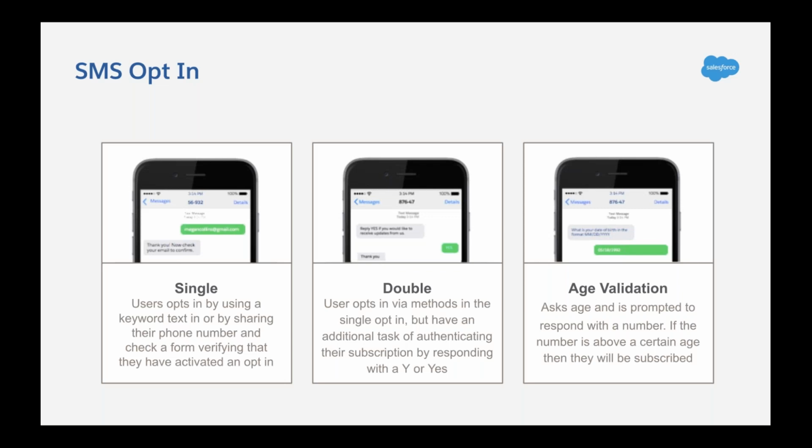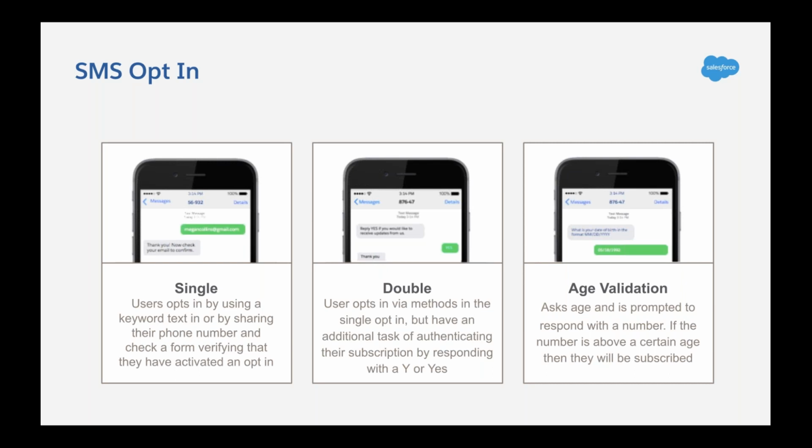Out of the box, we support 3 different types of opt-in, which would be single, double, and age verification. Single opt-in is just what it sounds like. An end user will send in an MO. They will immediately be subscribed, and a response message will be kicked back to that end user. Double opt-in is probably the most commonly used one.